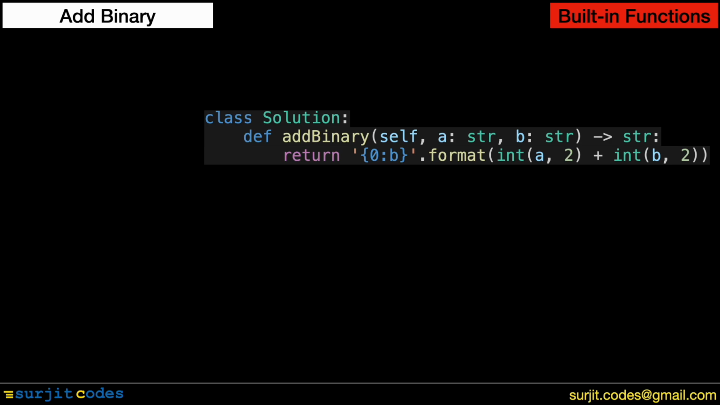The Python function for this is int. The second argument in this function is the base. Because a and b are strings of binary digits, the base of the int function is set as 2. After addition, the format function of Python is used to convert the result back to the binary string. This becomes a one-line program.